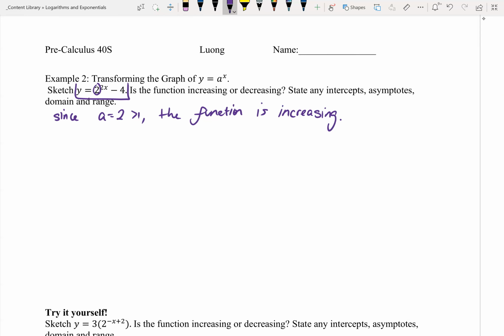The next thing I'm going to do is use a table of values. So I'm going to go ahead and use x equals 0, and the other point can just be 1. So then we have 2 to the power of 0 minus 4. 2 to the power of 0 is 1, and then 1 minus 4 is negative 3. For our next point, we have 2 to the power of 2 minus 4. 4 minus 4 is 0, so those are our 2 points.